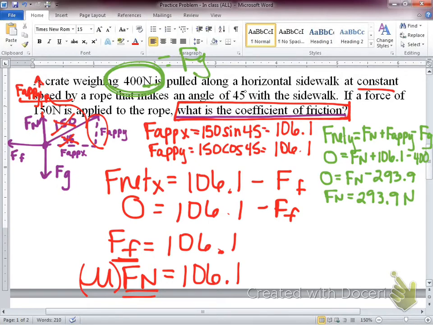So now I'm going to take my normal force and I'm going to plug it into my frictional equation. 293.9. And I'll take 106.1 divided by that 293.9. And I get a coefficient equal to 0.361.